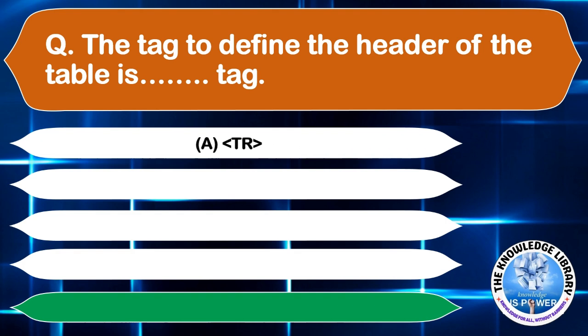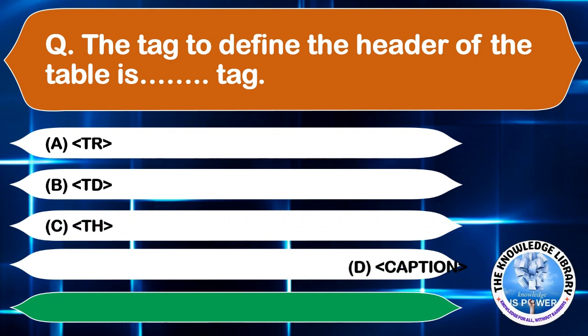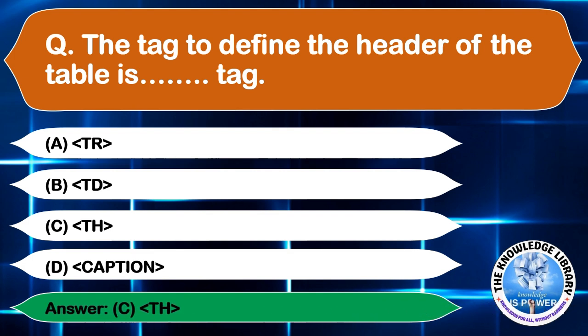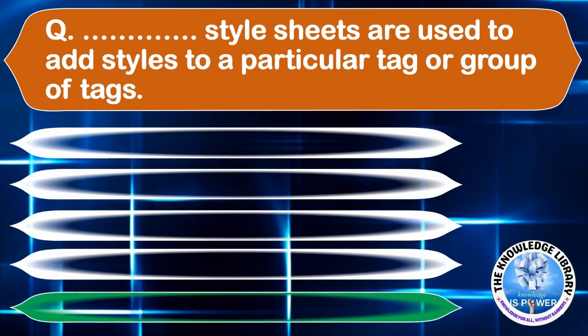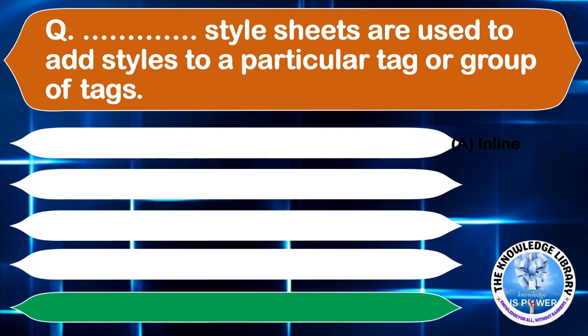The next question is, the tag to define the header of the table is dash tag. Option A, TR. Option B, TD. Option C, TH tag. Option D, caption tag. The correct answer is option C, TH tag.